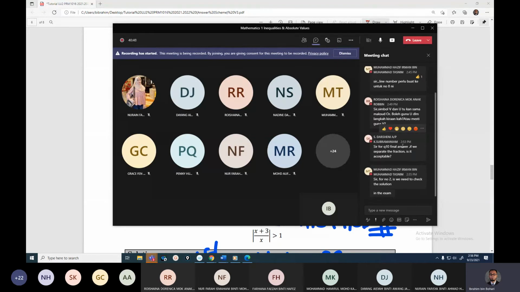Daripada Roshaina. Simbol V and U tu sama ke maksud? Boleh guna U dalam langkah kiraan ataupun mesti guna V? Okey, bagus soalan. U dan V ni tak sama.